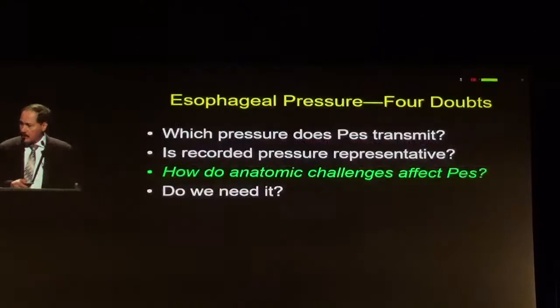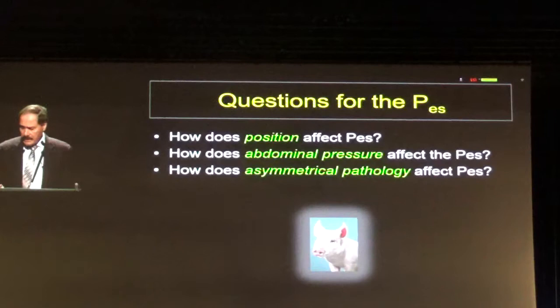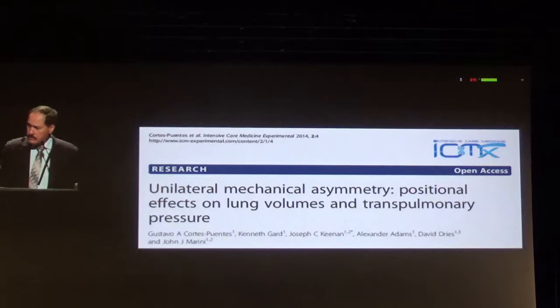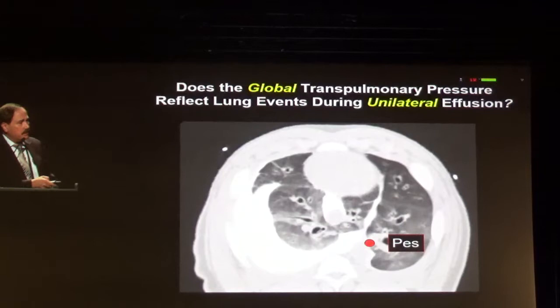How do anatomic challenges affect the esophageal pressure? Well, we did a series of experiments looking at position, abdominal pressure increases, and non-symmetrical pathologies in my laboratory. And this paper published by Gustavo Cortes, who was here at the conference, I believe: unilateral mechanical asymmetry, positional effects of lung volumes and transpulmonary pressure. We looked at the exact question that was asked at the end of Laurent's presentation.